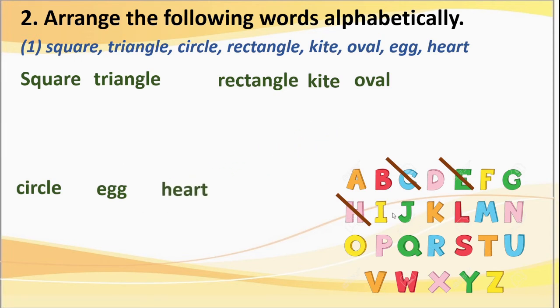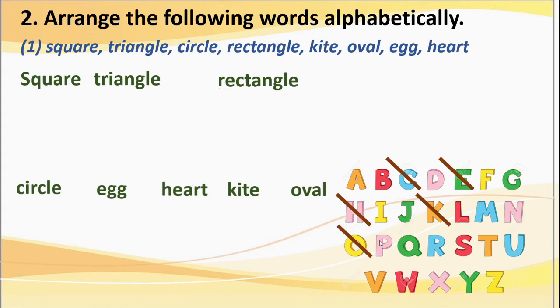Okay. Then I, J, K. Yes, K, kite. So write this word here after heart. Then L, no. M, no. N, no word. O, yes, oval is there, correct? So write this oval after kite. Now after that only 3 words remain: square, triangle, rectangle, isn't it?